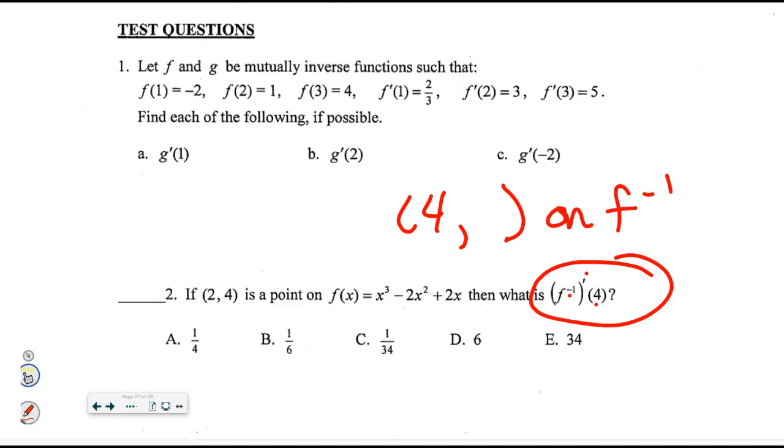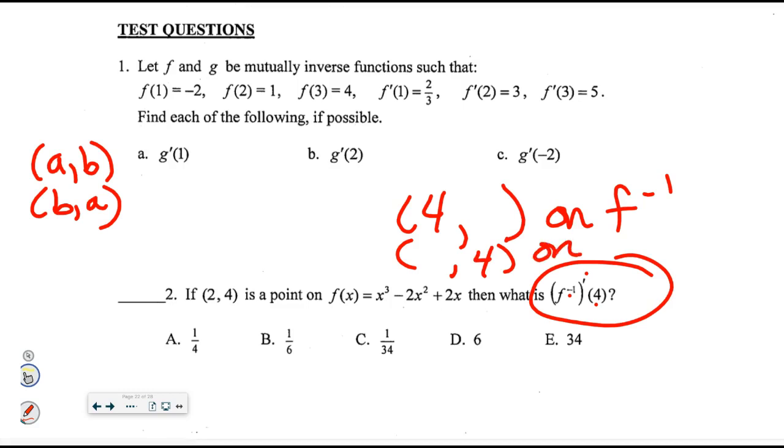But remember, on our inverse functions, if this is on one of them, then this is on the other. Just like the last one. Now we're nodding. (2, 4) on one, (4, 2) on the other. If (0, 9) on one, (9, 0) on the other. Okay, so you're going to go like this. That means something comma 4 must have been on f.